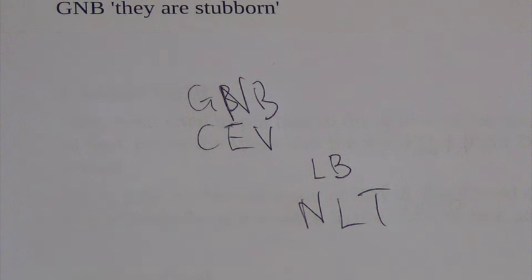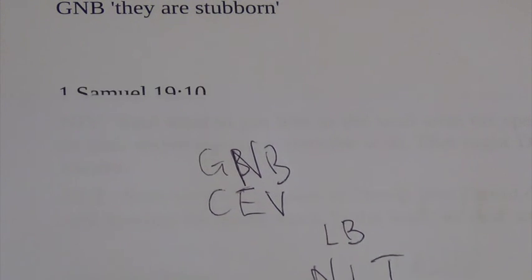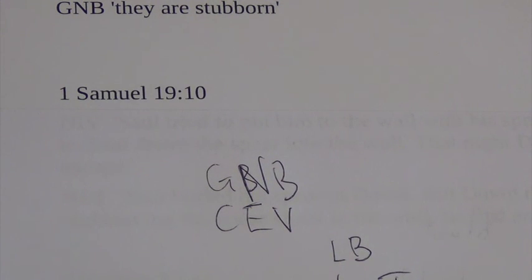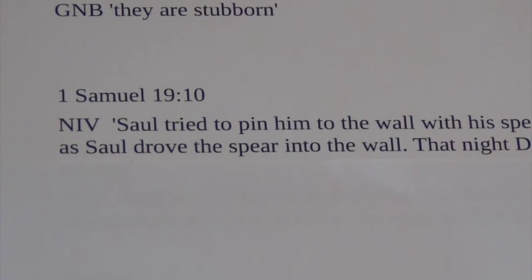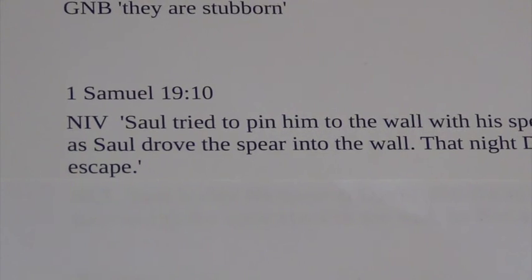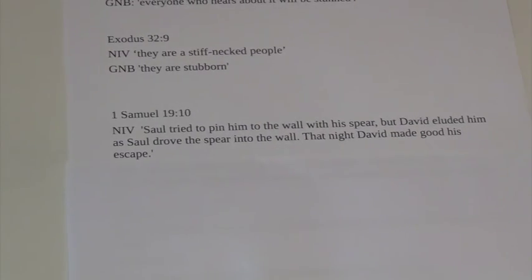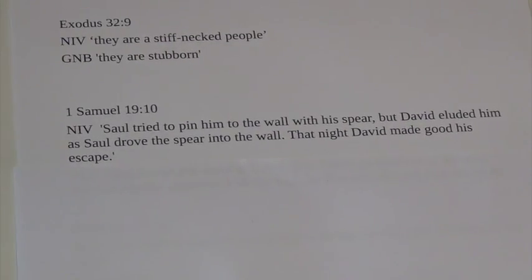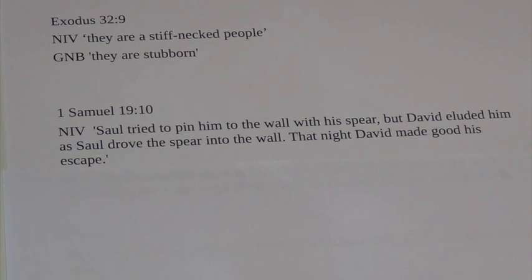A disadvantage of Bible English is that it often makes it sound like the action is taking place in a stained glass window. Now, where do we have it here? Yes, let's look at 1 Samuel 19:10. I'll turn this around. In the NIV, we read, Saul tried to pin him to the wall with his spear, but David eluded him as Saul drove the spear into the wall. That night David made good his escape.